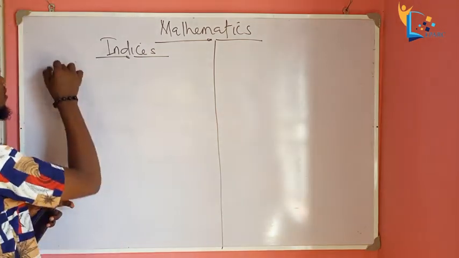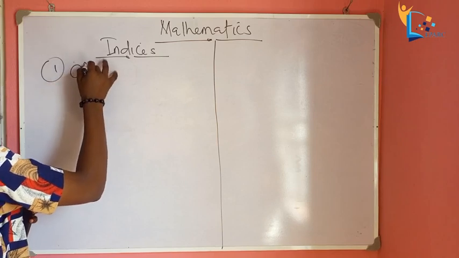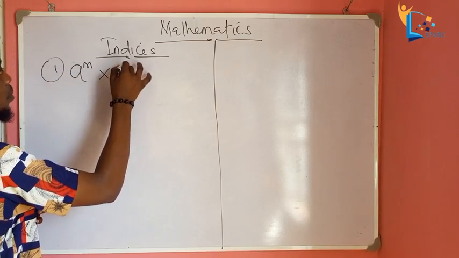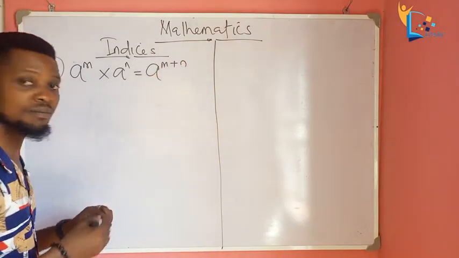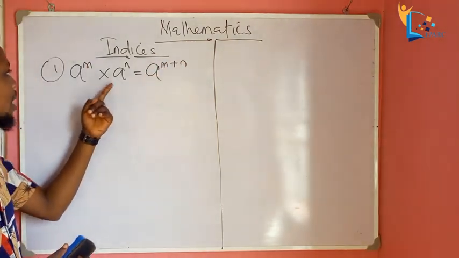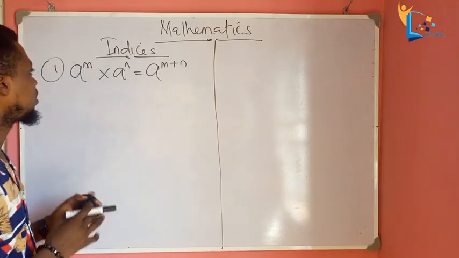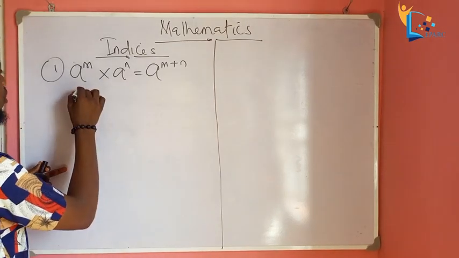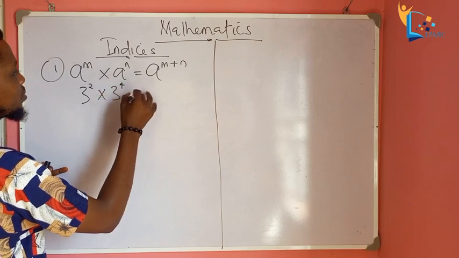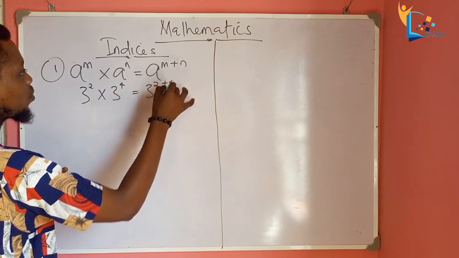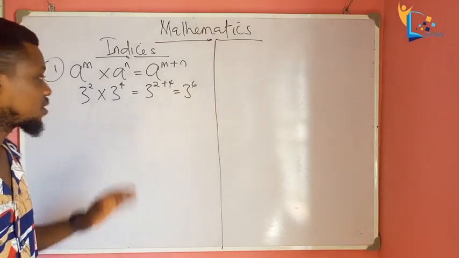Now, number 1, we have a raised to power m times a raised to power n is the same thing as a raised to power m plus n, okay? A raised to power m times a raised to power n is equal to a raised to power m plus n. An example of that would be, let's say for instance, we have 3 raised to power 2 times 3 raised to power 4, the same thing as saying 3 raised to power 2 plus 4, which is equal to 3 raised to power 6. This is the first law of indices.